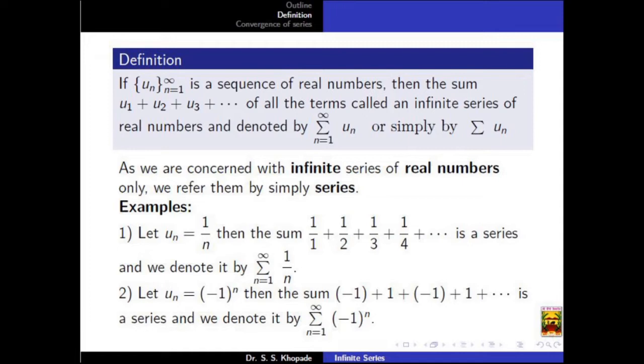This means it is an addition of alternate minus 1 and plus 1. We denote this by summation, and the nth term, the general term of this sequence, is minus 1 raised to n. So summation minus 1 raised to n is a series which adds alternate minus 1 and plus 1.